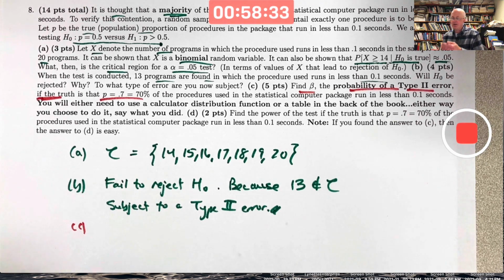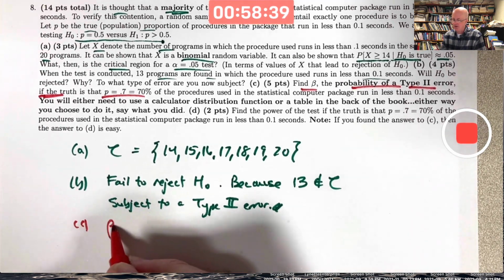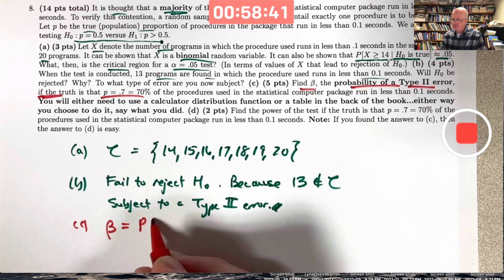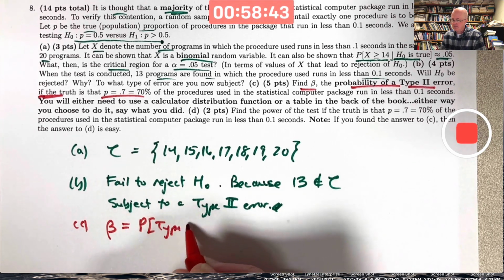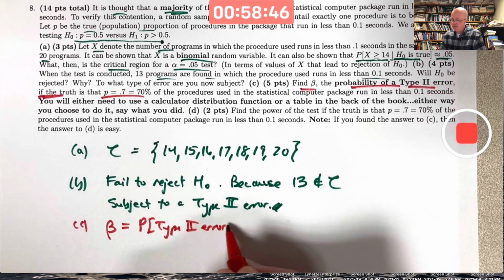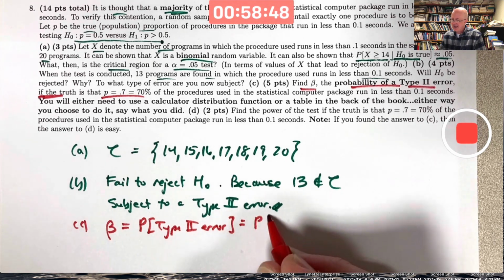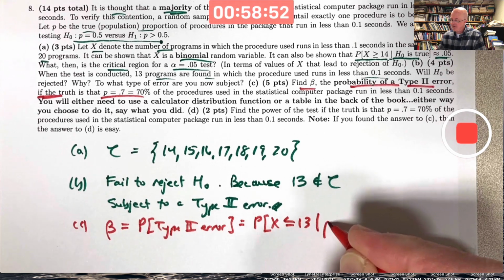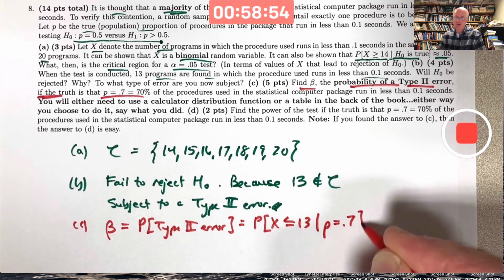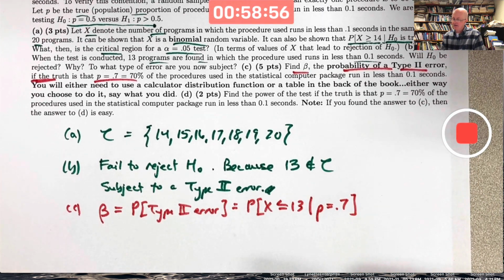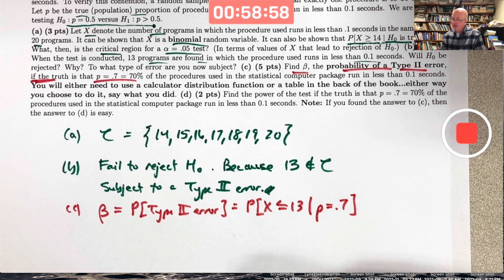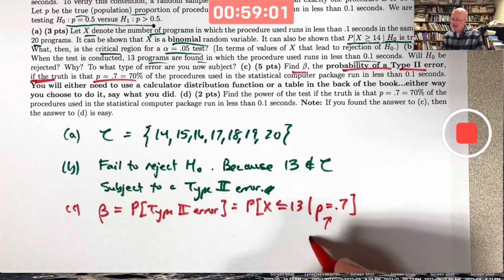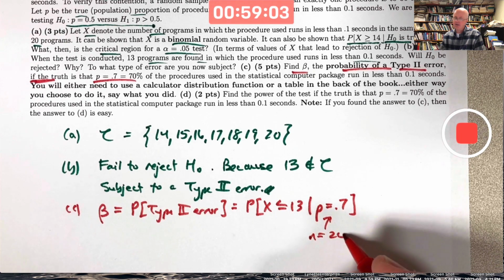So when you do calculations like this, you're making hypotheses. You're wondering, what if P is 0.7? What then is my probability of making a type 2 error? Beta. Failing to reject the null, X being less than or equal to 13, given that little p is truly 0.7. So I'd have to calculate a binomial probability based on that p, and n is 20.